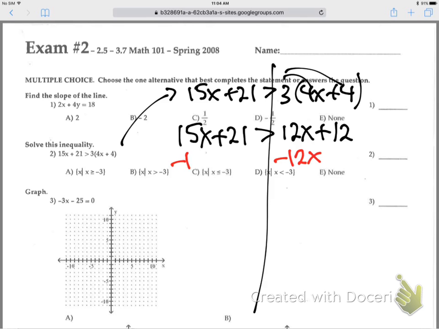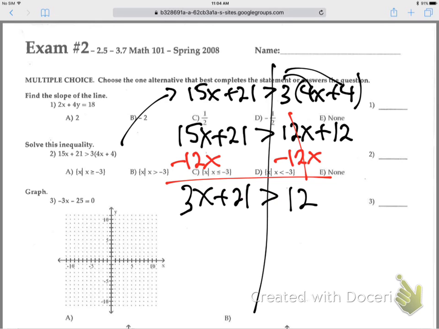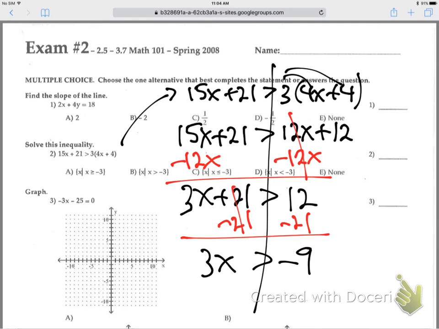Okay, so minus 12x. Boom. Like that. So that's 3x plus 21 greater than 12. And now what do we do? Subtract 21. 3x is greater than negative 9. You can use a calculator if you need; you can use calculators in the test. Last step is always divide by whatever's next to x.